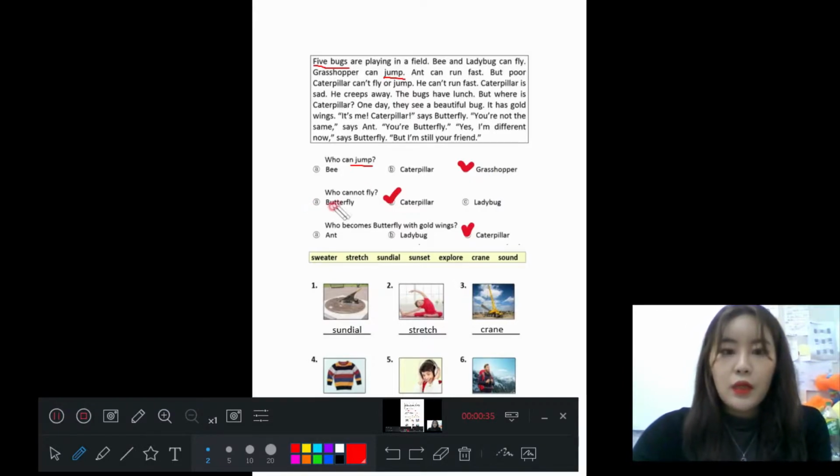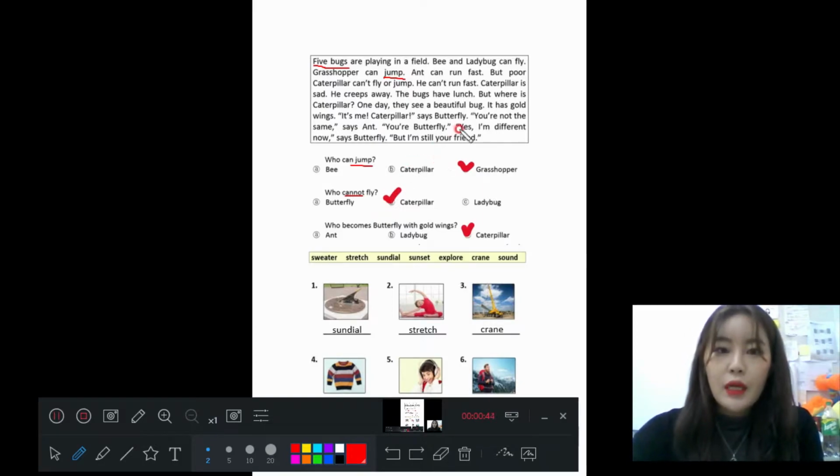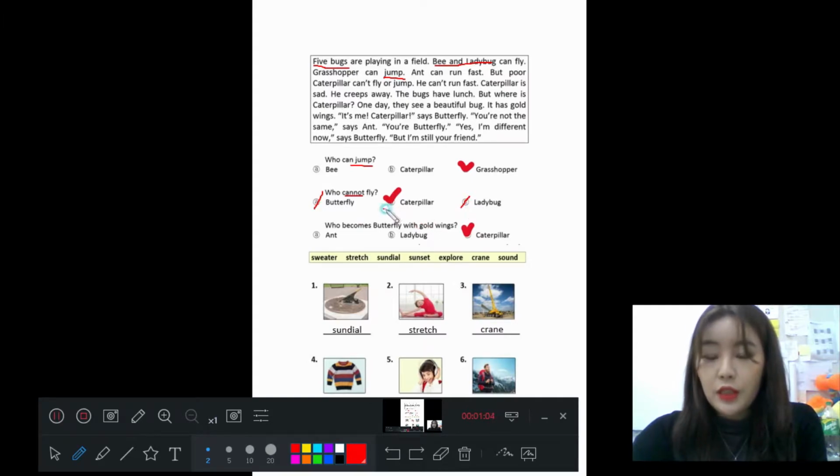And the second one, who cannot fly? It's not can, it's cannot. So we have to find the bug that cannot fly. Let's find it from the passage again. So let's find the word fly. Bee and ladybug can fly, right? So butterfly can fly, of course, and ladybug can fly. So the answer is going to be the B.